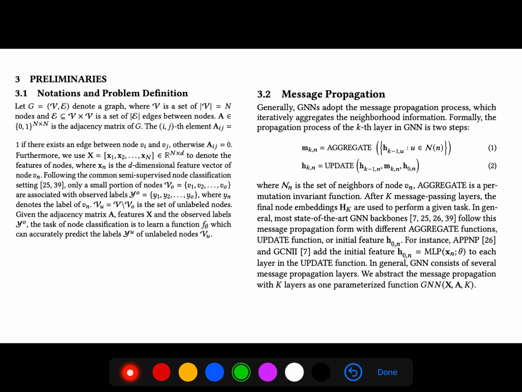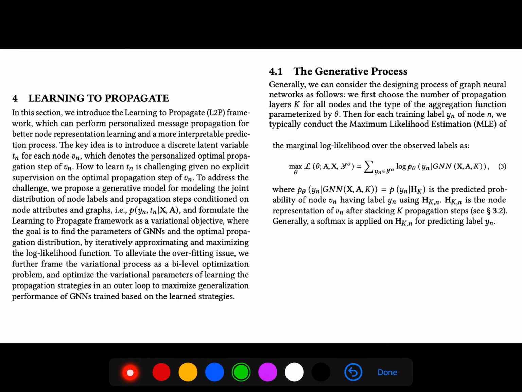So in graph neural networks, we do aggregation and update in the message passing. But here we introduce learning to propagate, which can perform personalized message passing for better node representation learning and a more interpretable prediction process. The key idea is to introduce a discrete latent variable t sub n for each node v sub n, which denotes the personalized optimal propagation step of v sub n.